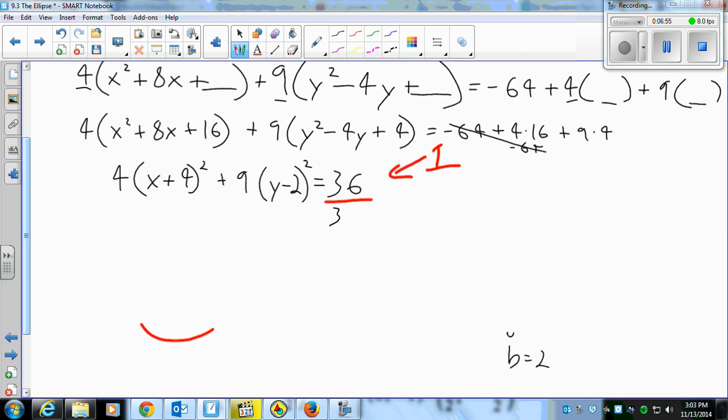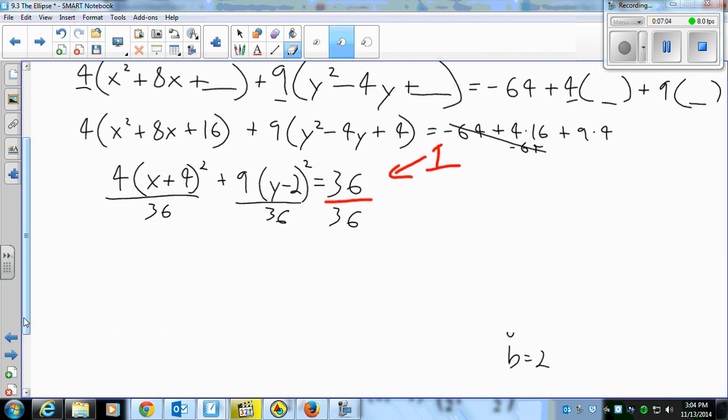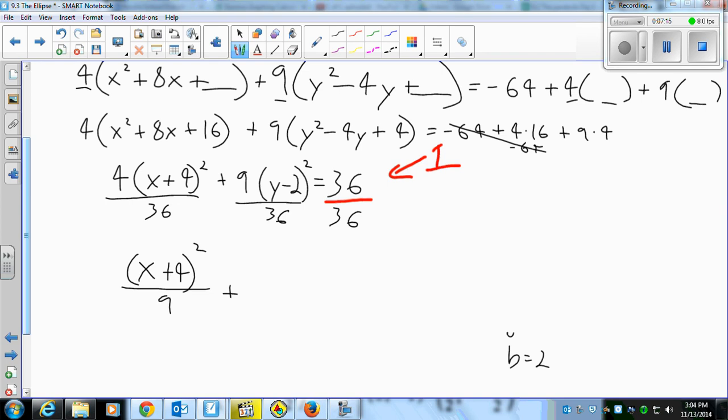I got to divide by 36 on both sides. So that requires dividing both terms by 36. And I'm going to simplify the fractions of my coefficients. 4 over 36 is the same thing as 1/9. So I get (x plus 4) squared over 9, plus 9 over 36, which is the same thing as 1/4. So I get (y minus 2) squared over 4 is equal to 1.